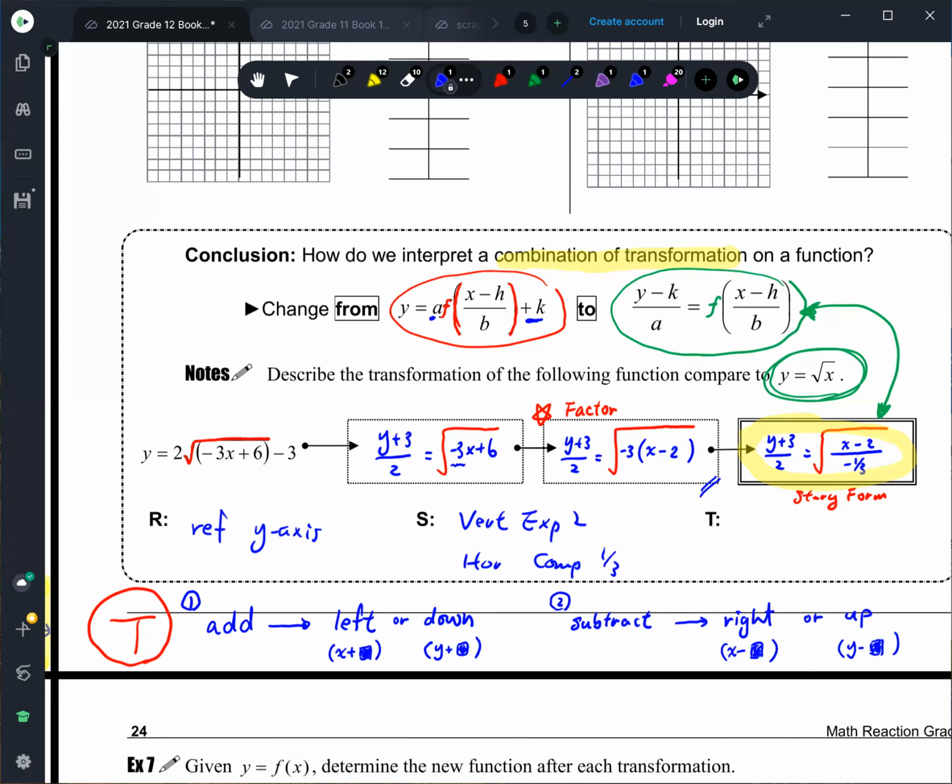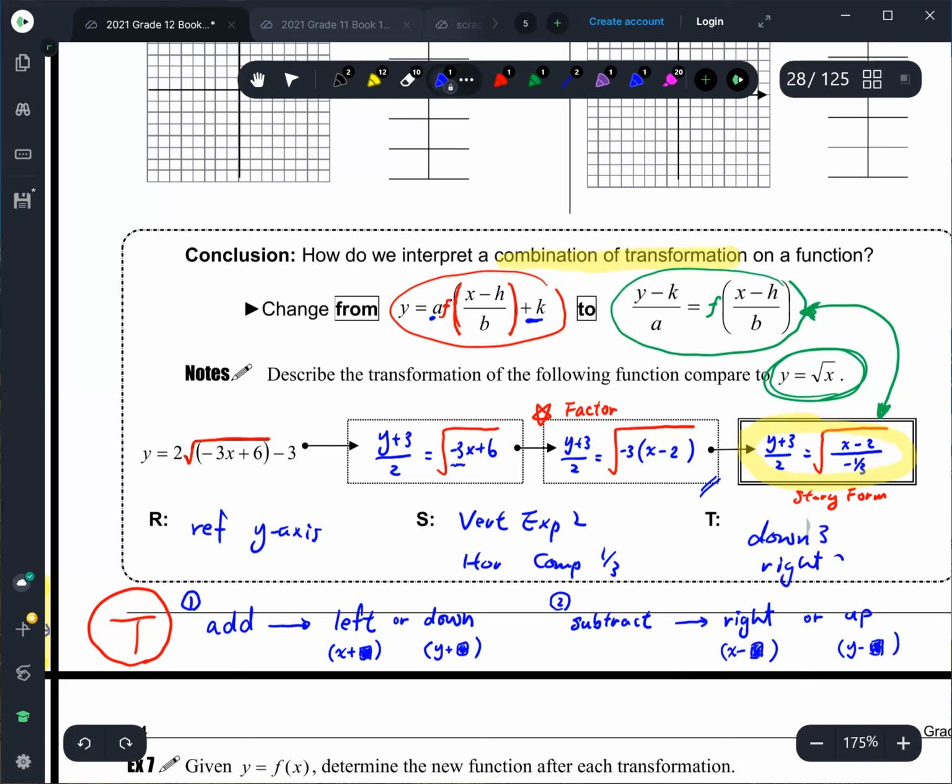Marcus, can you try translation? Would it be up 3 and then, wait, no, would it be down 3, right 2? Okay, very good. You corrected yourself. Good job. Okay, remember, add is either left and down, right? Subtract is right and up.